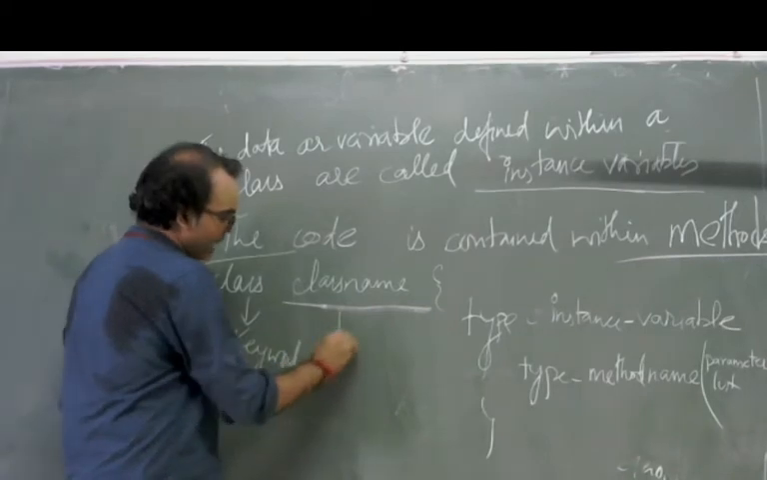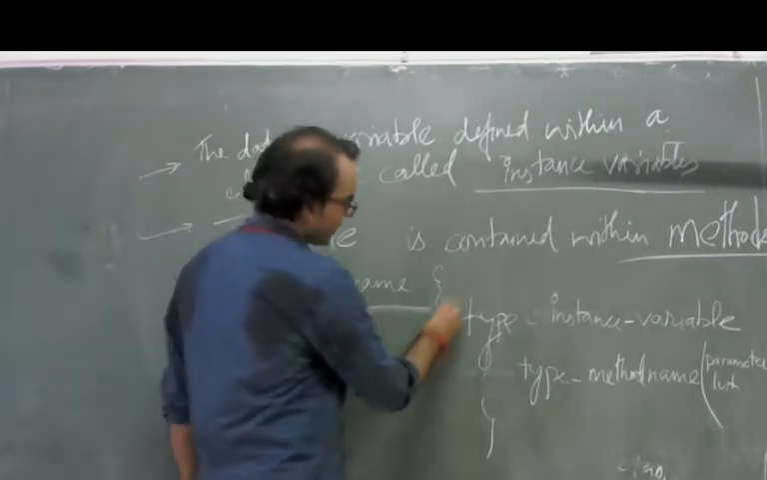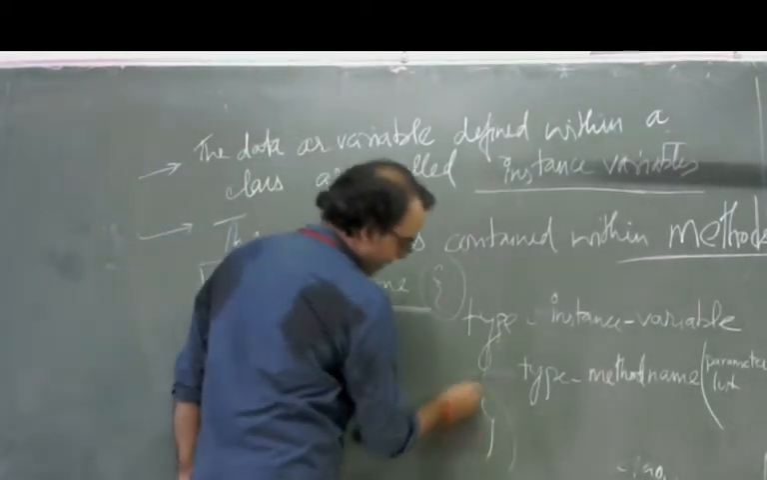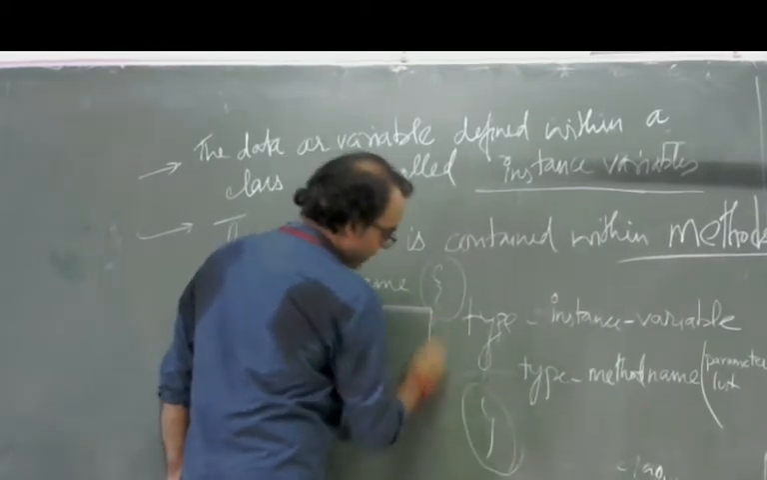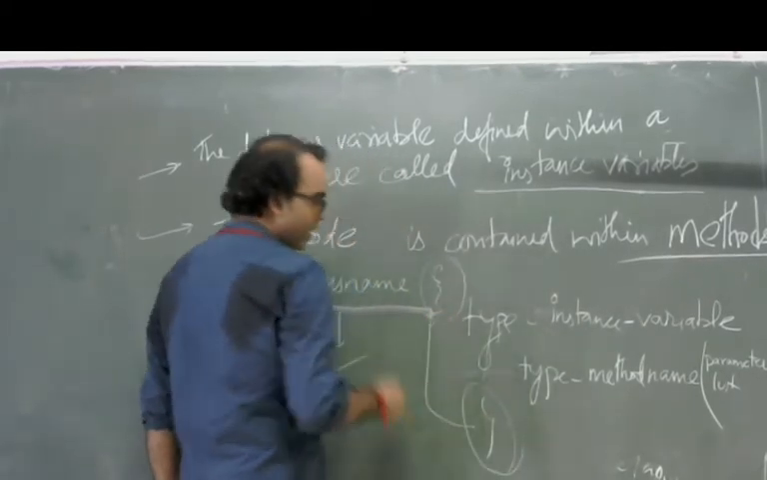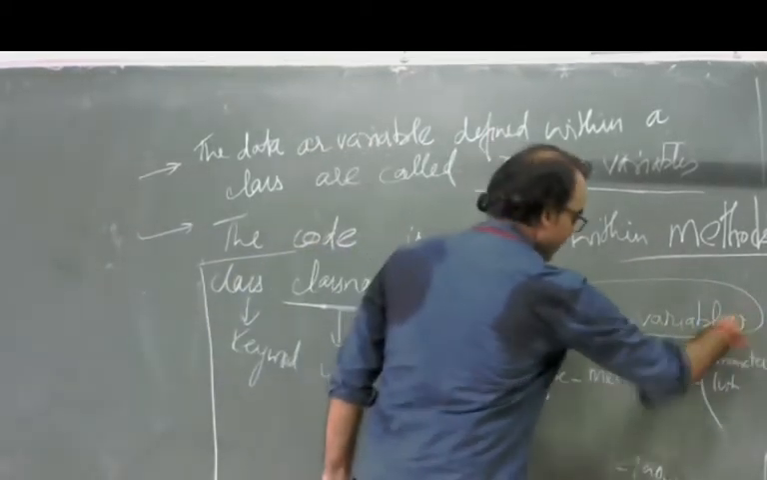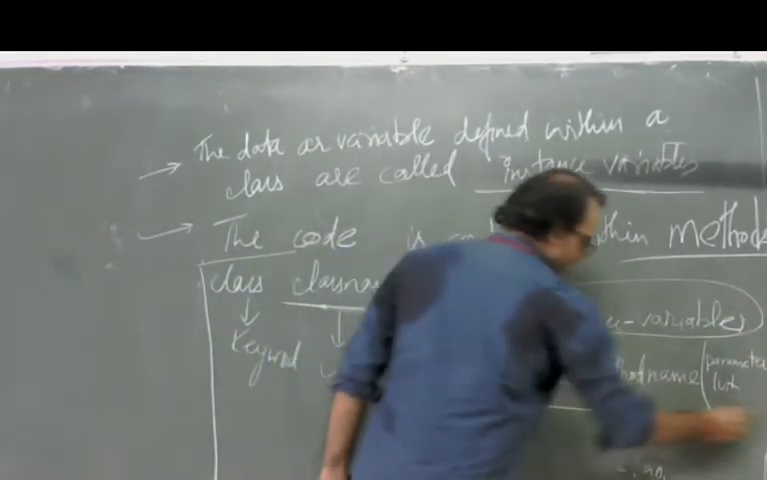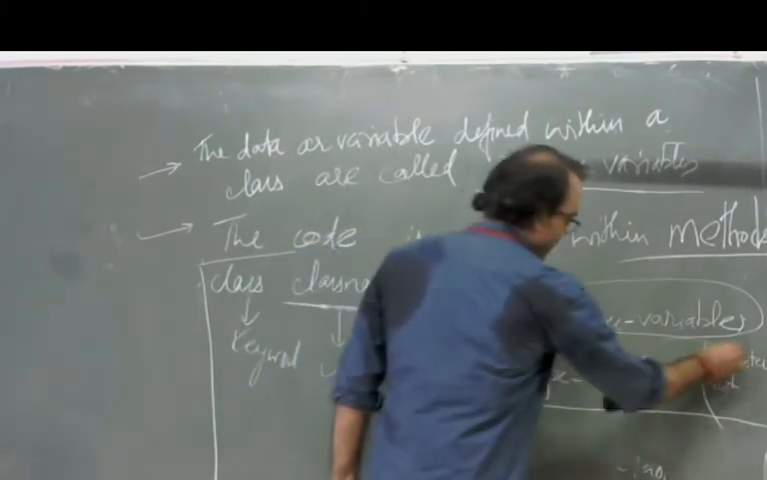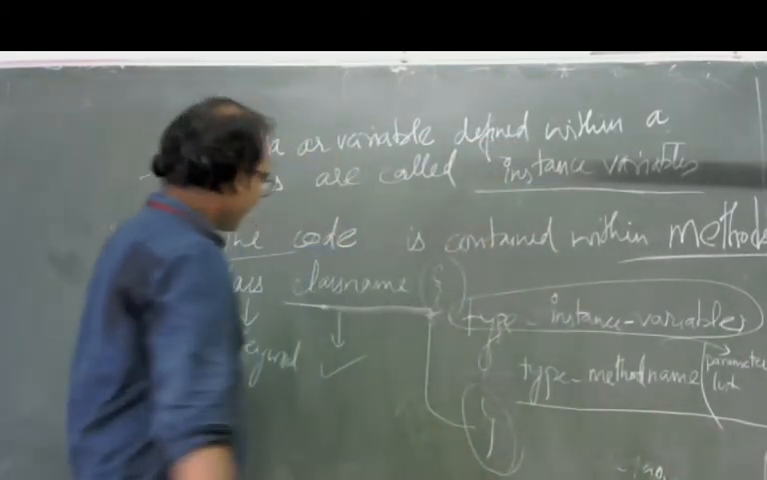Then we have our class name. Then we initialize our curly braces. When it is initialized, this needs to be closed. And within that we will initialize our instance variables, and after that we will initialize our method name in which the parameter list is passed. Understand this.